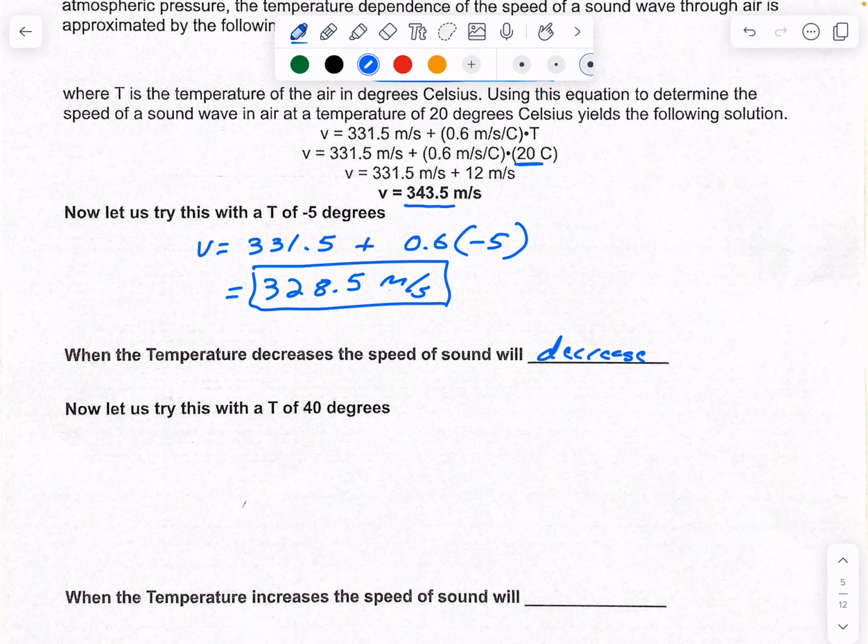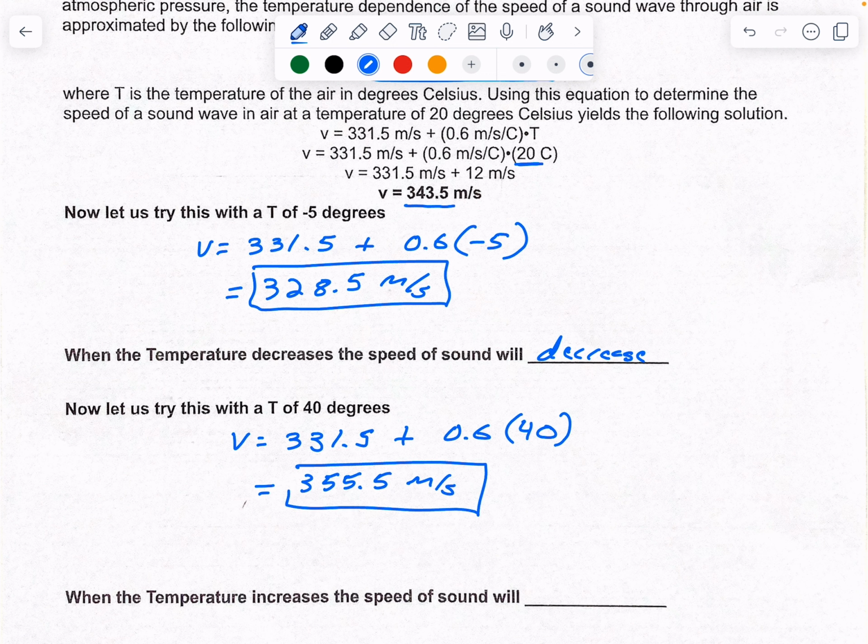Let's try 40 degrees. V equals 331.5. If you notice, I'm not changing any of the equation. 331.5 is the same, 0.6 is the same, and now you just plug in your 40. And now you get 355.5 meters per second. So naturally, as temperature goes up, the speed of sound is going to increase.